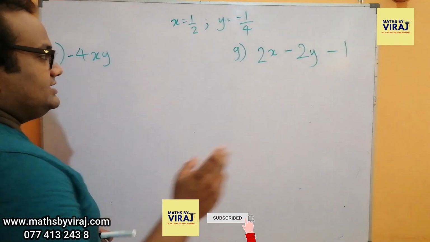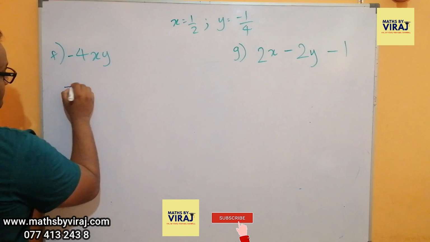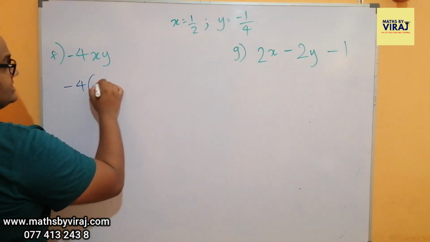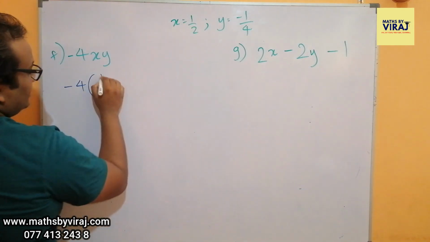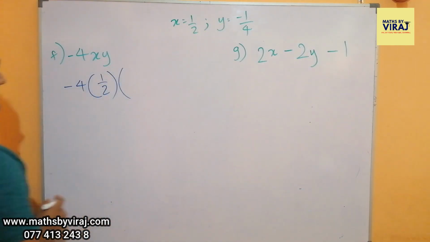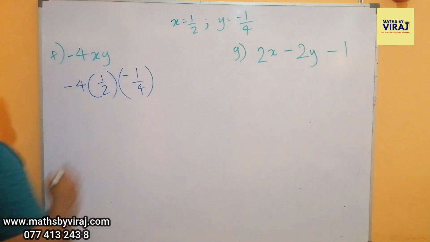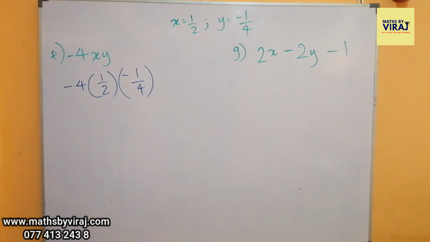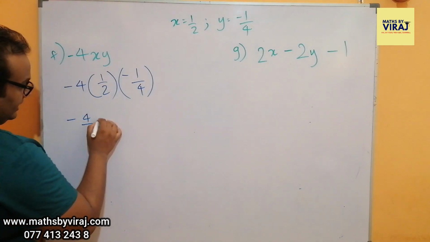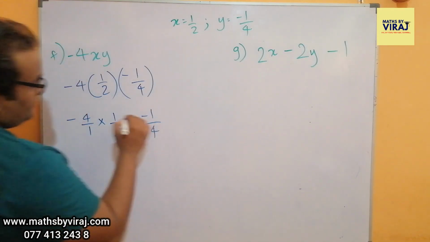Right children, let's look at another two examples. Here, minus 4 is to be multiplied by x. Now what is the value of x we have? Half. Again to be multiplied by y. What is the value of y? Minus 1 over 4. Right. This whole number 4 can be written as minus 4 over 1 into 1 over 2 into minus 1 over 4.